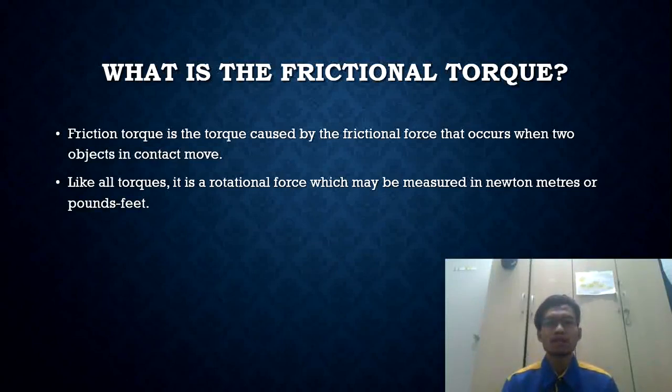Finally, what is the frictional torque? Friction torque is the torque caused by the frictional force that occurs when two objects in contact move together. Like all torques, it is a rotational force which may be measured in Newton meters or pound-feet.